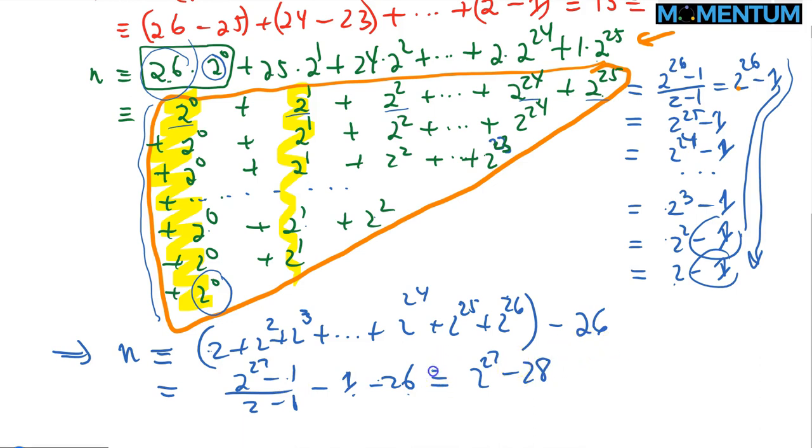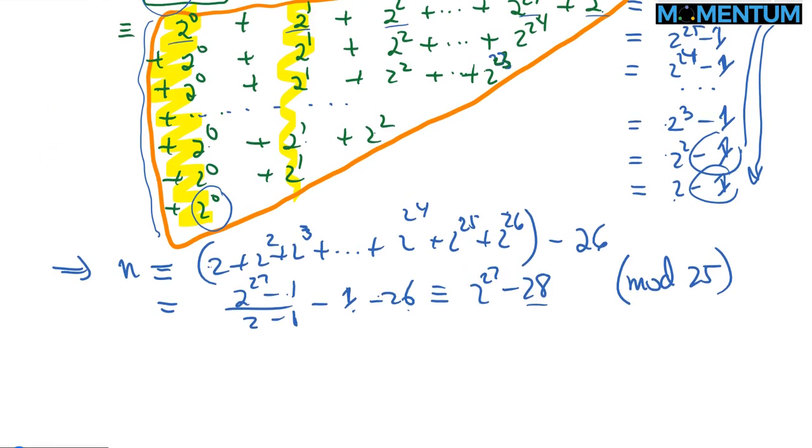And now I need to calculate this whole thing in modulo 25. Well, modulo 25, minus 28 is just minus 3, or plus 22, right? But how about 2 to the 27? Again, just like Chinese remainder theorem, Euler's theorem would be super useful, so let's make a note here.